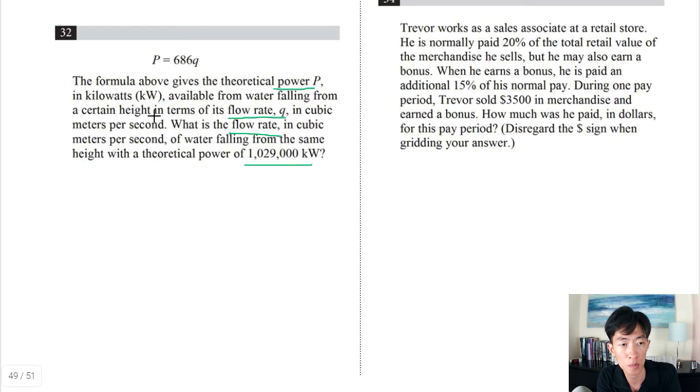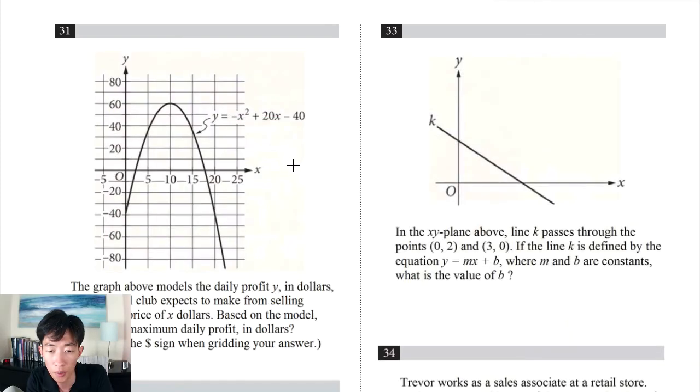So this is a lot of words, but really they're asking us what is Q, the flow rate, when power is a certain value. So it's really just plug in the numbers. So it's going to be 1,029,000 kilowatts equals 686, and Q is what we're solving for. Divide both sides by 686, do it on your calculator, and you're going to get 1,500, and that's going to be the answer.